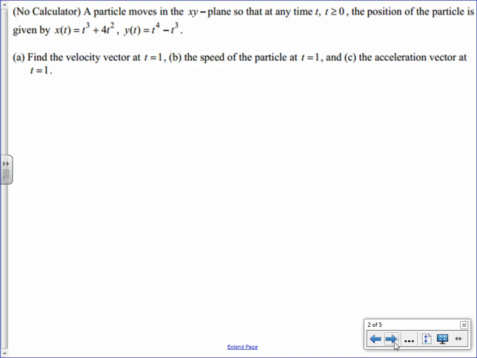A particle moves in the xy plane so that the x coordinate is modeled by this and the y coordinate modeled by this. Find the velocity vector at t equals 1, the speed of the particle at t equals 1, and the acceleration vector at t equals 1. So go ahead and write down your x of t and your y of t.